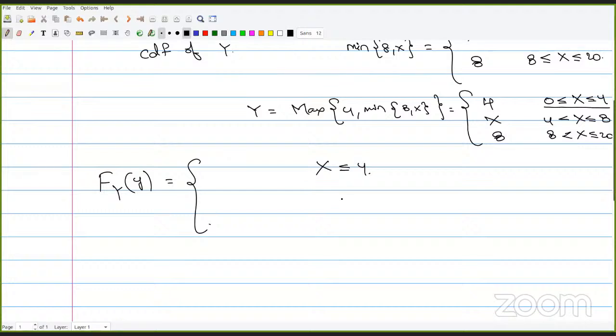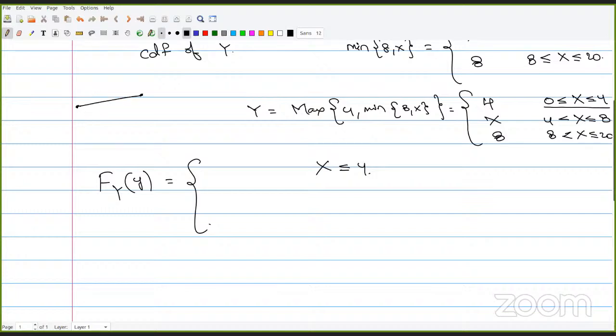Equals 4 means 4 by 20. X follows a uniform distribution from 0 to 20. So the range of y is between 4 and 8.